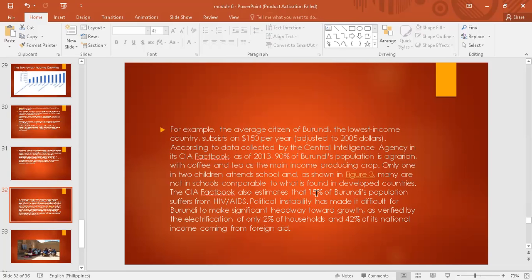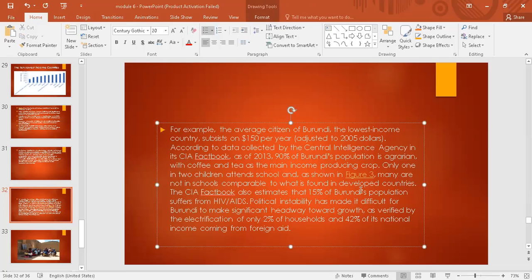Estimated na population sa Burundi, 15% of them ay may HIV at saka AIDS. So halimbawa, let's say 2 million ang population sa Burundi times 0.15. So 300,000 sa kanila may AIDS. What if those 300,000 pa ay mga working age, from 15 or 16 to 35 years old. So 15% ng kanilang population ay may sakit, may AIDS. Hindi naman to masyadong productive kasi nga mahina ang katawan.